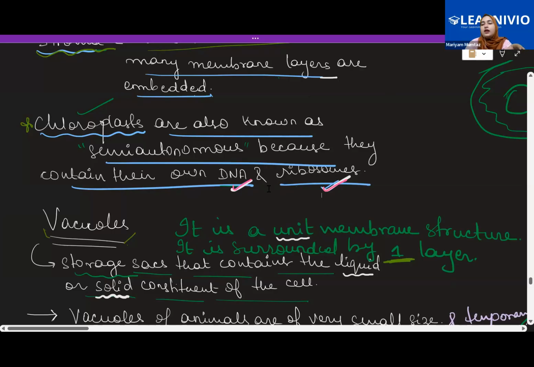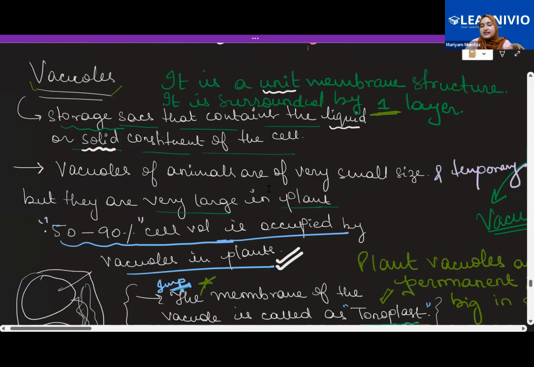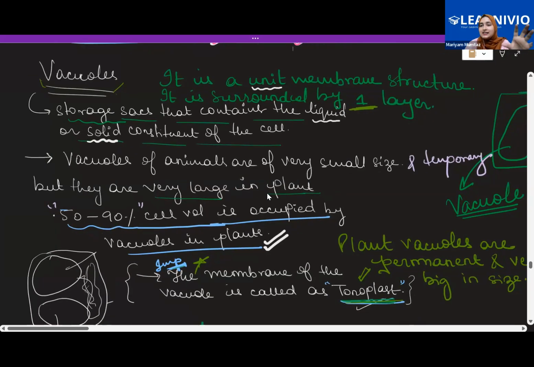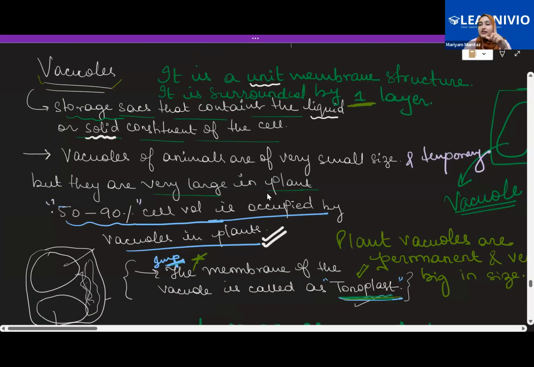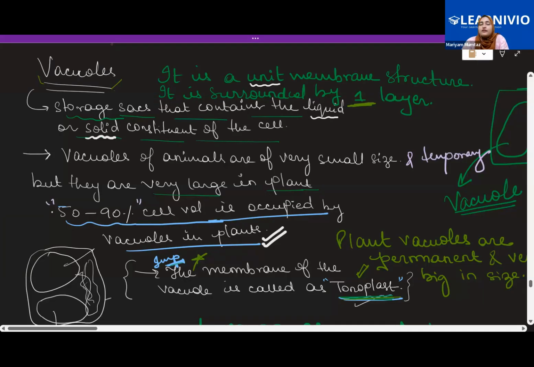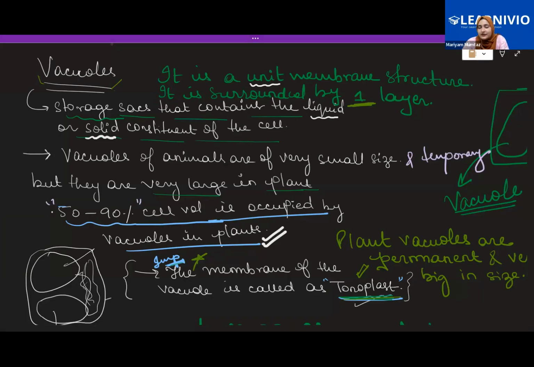After that, there comes the next cell organelle, that is the vacuole. Now see, the vacuole is a cell organelle that is surrounded by just one membrane. It is not a double membranous structure. It is a single membrane structure. And the membrane of the vacuole has a name, which is called tonoplast. Okay, tonoplast is the name of the membrane of the vacuole.